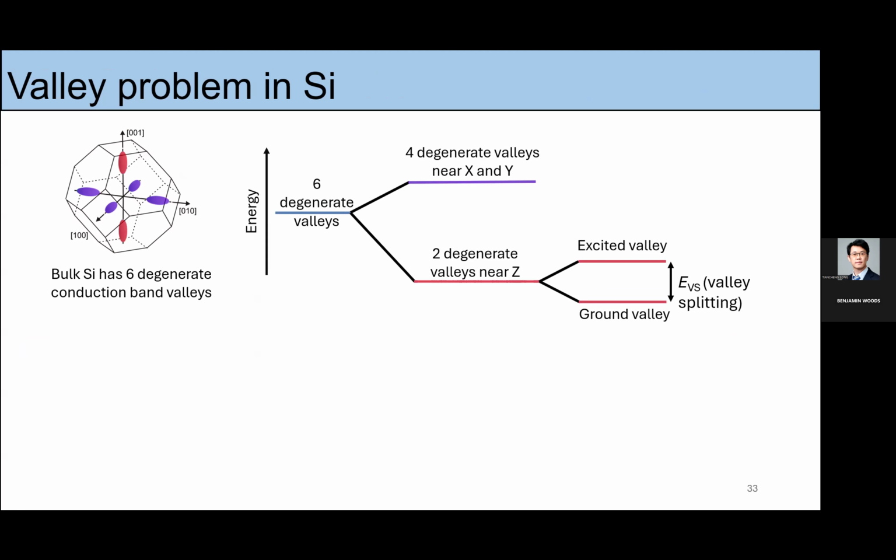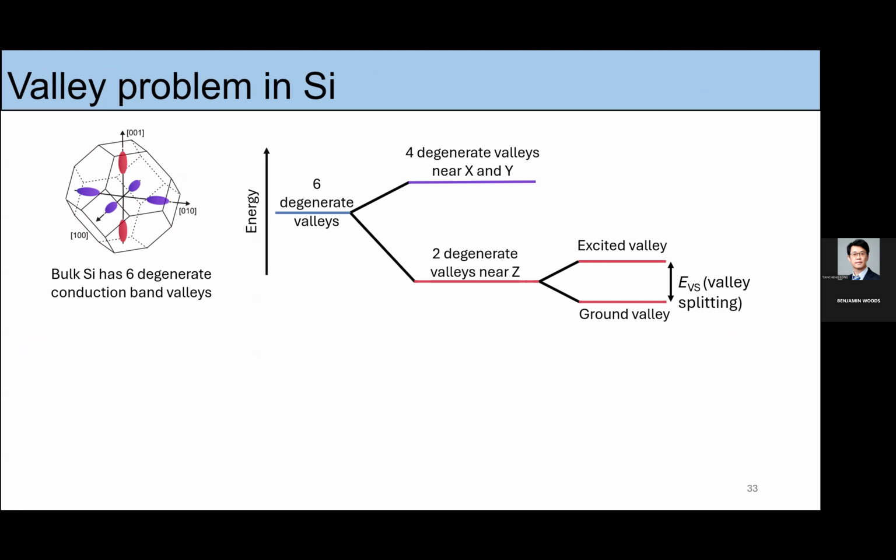This energy splitting is huge compared to any other energy scale in the problem, right? So we don't have to worry about this. So we're left with just 2 degenerate valleys near the Z point of our Brillouin zone, okay? Then the degeneracy of these valleys is also going to become broken due to some confinement effects in the quantum well. And they're going to split into what's called a ground valley and an excited valley, right? And they're going to be separated in energy by what's called the valley splitting. And this valley splitting is an incredibly important parameter when you're thinking about silicon quantum dots, okay?